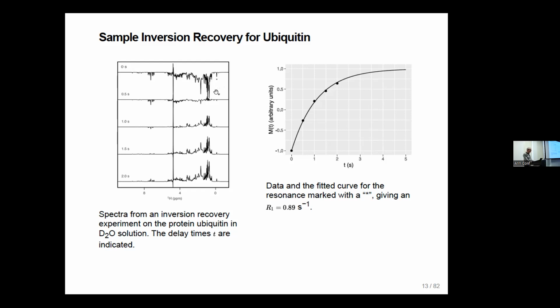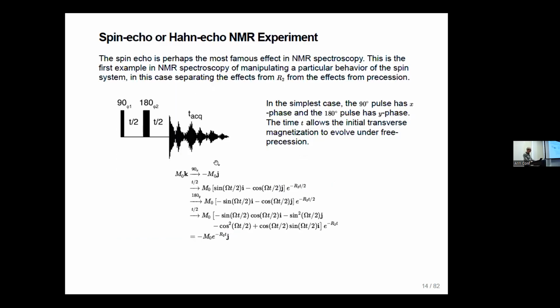And I picked this methyl group and plotted the intensity as a function of time, and I can fit an exponential and get a rate constant. And of course, later on in practical applications, one will do this in a 2 or 3D sense so that we can get resolved relaxation rate constants for individual spins, which I obviously couldn't do for most of the resonances here.